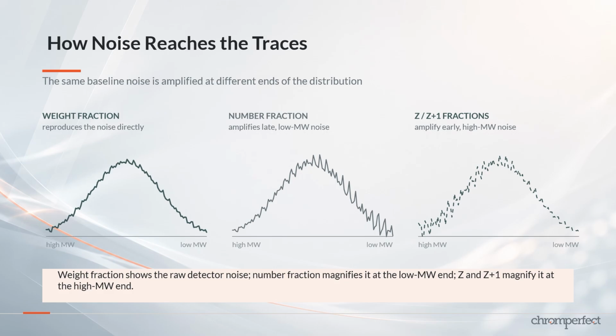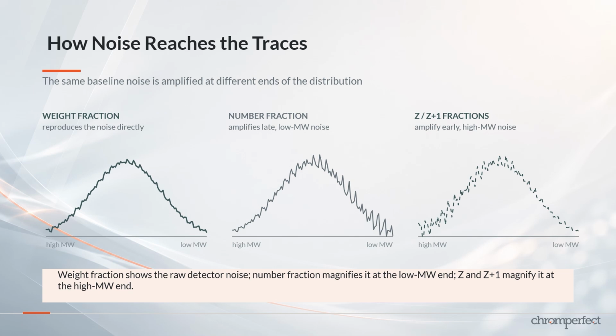The weight fraction trace reproduces the detector noise directly when the original detector is mass-sensitive. The number fraction trace gives additional emphasis to response on the low molecular weight side. Consequently, low-level noise near the late end of the chromatogram may become more prominent.